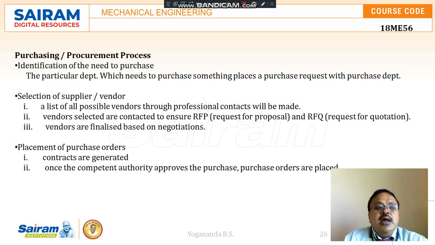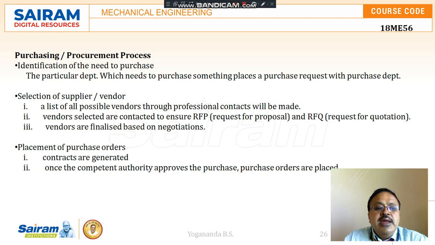That is why the purchase is needed will be identified by the particular department which is deciding to purchase something. So that purchase request will be sent to the purchase department. From the purchase department, the file will be processed to the finance department for the release of the funds necessary. Then the next step is the selection of the supplier or the vendor.